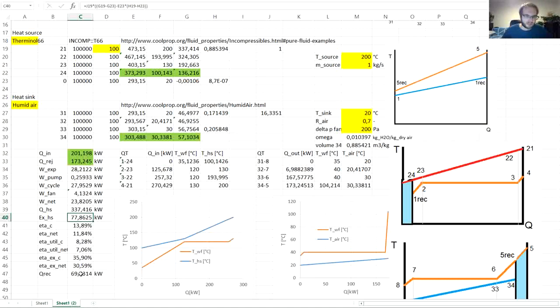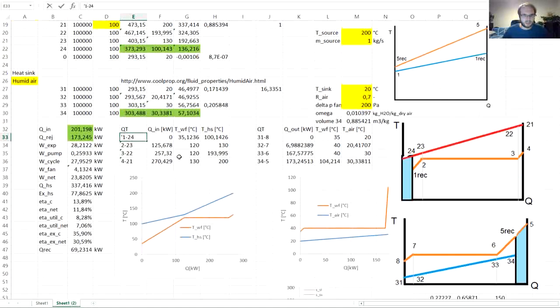And then we will compare all the parameters with the non-recuperated case in a short while, after we fix the QT diagrams. Now for the QT diagrams, the first part over here is not anymore between point 1 and 24, but 1 recuperated and 24. Then 2 to 3, 3 to 2 and 4 to 1 stay the same.